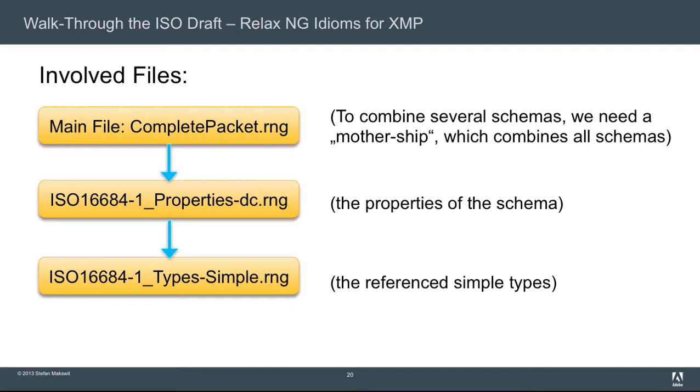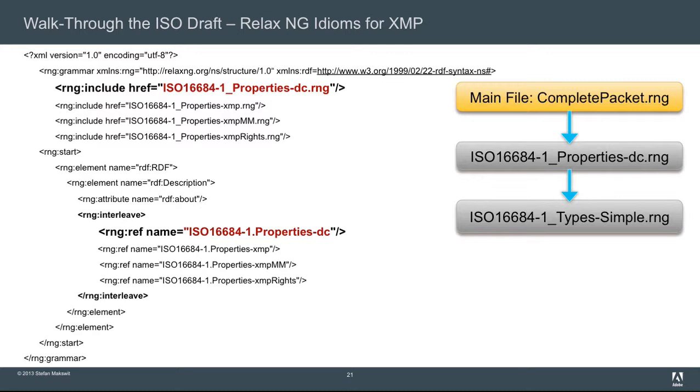So involved are these three files: the mothership file, as I called it, which aggregates all the schemas. Then I show you one schema file, and I show you one of these three type files. So this is the aggregator, the complete packet. It actually defines the outer RDF and the outer description tag of the XMP packet. And then it includes all schema files via reference.